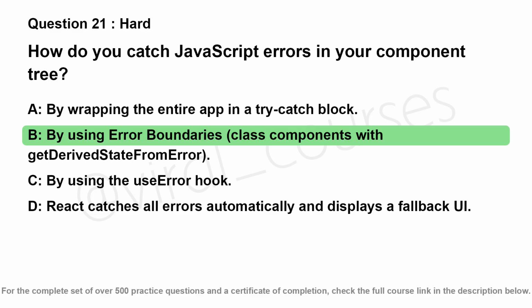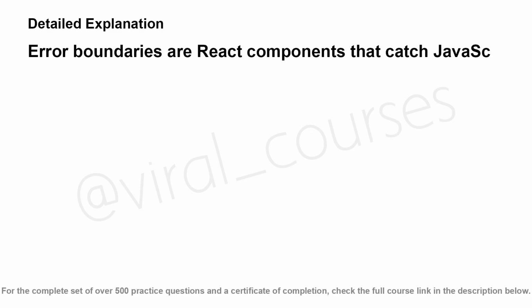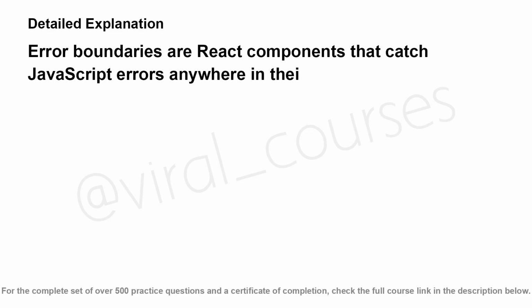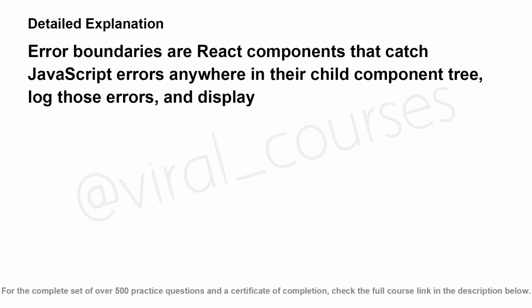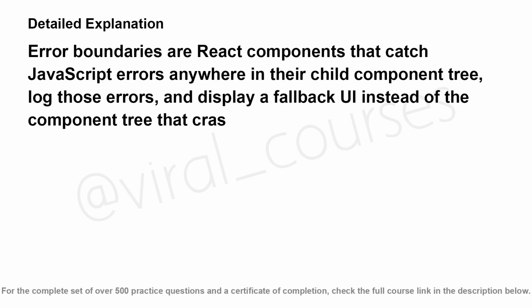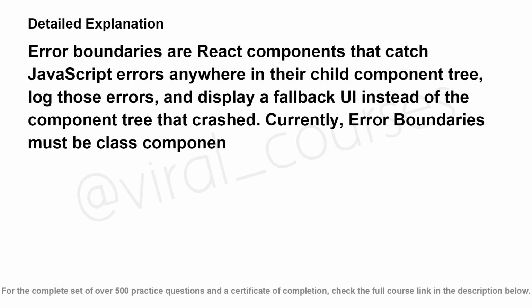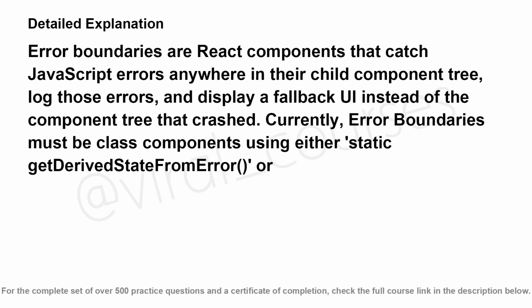The correct answer is B. Error boundaries are React components that catch JavaScript errors anywhere in their child component tree, log those errors, and display a fallback UI instead of the component tree that crashed. Currently, error boundaries must be class components using either static getDerivedStateFromError or componentDidCatch.